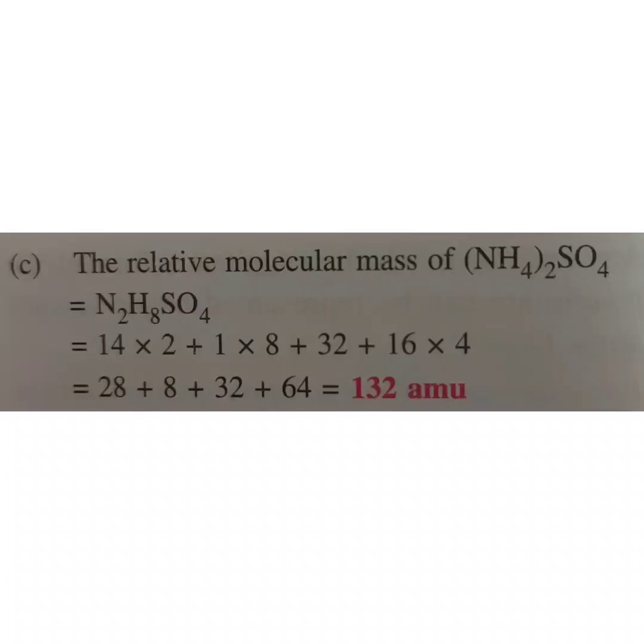132 atomic mass units. So when we calculate the relative molecular mass for ammonium sulfate, what is the final answer going to be? It will be 132 atomic mass units.